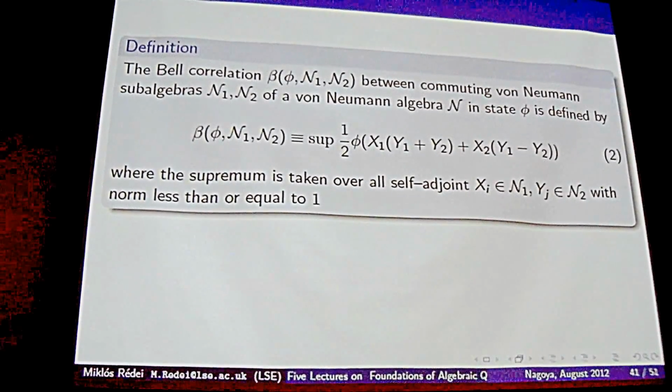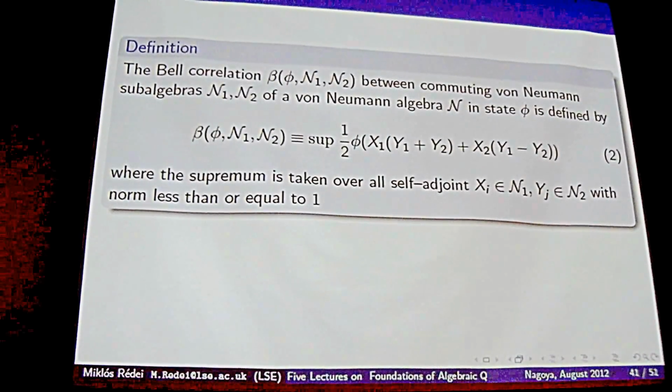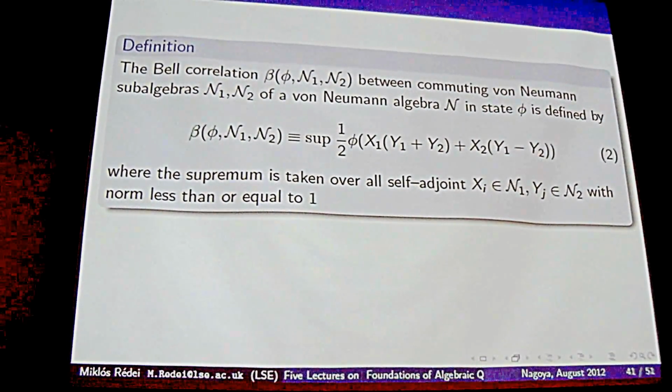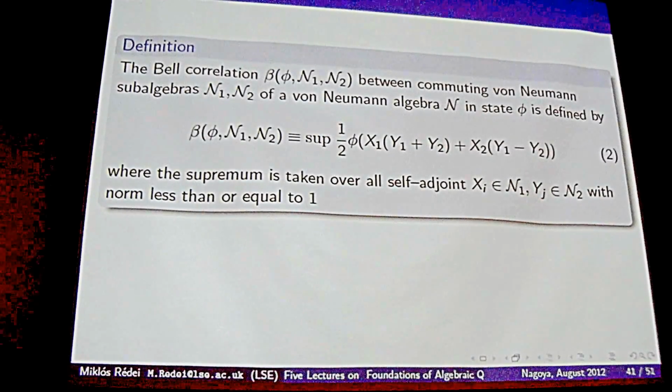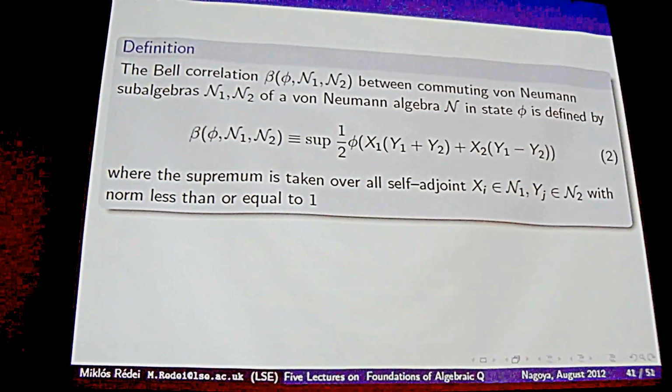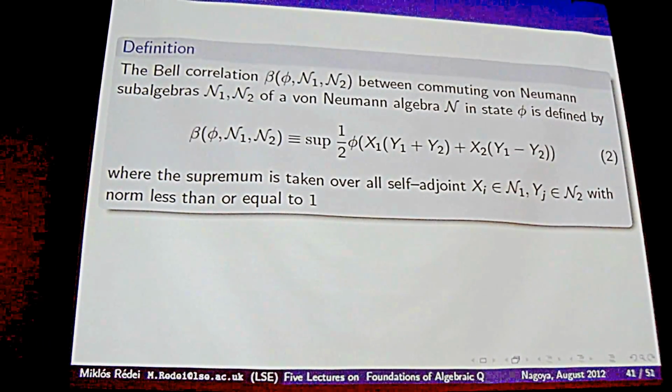I have about 10 slides on the problem of Bell's inequality and Bell correlation and the status of Bell correlation in algebraic quantum field theory. I'd like to be quick so that we have time for the next lecture as well. But it's an important and interesting issue.